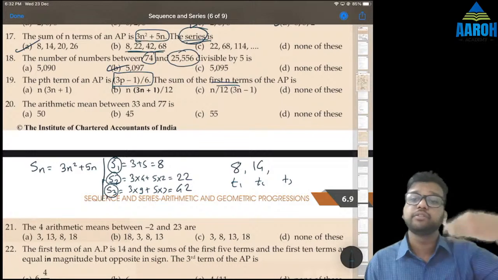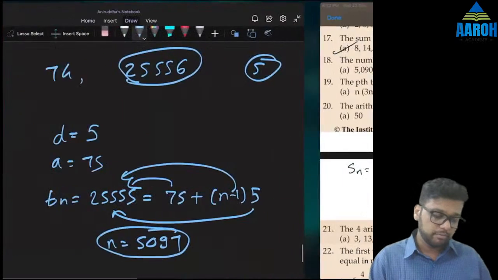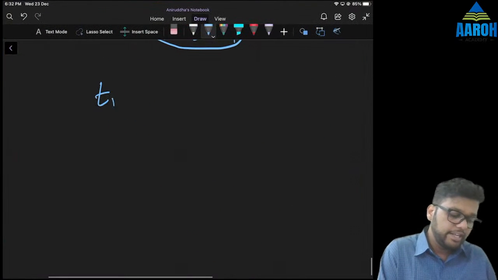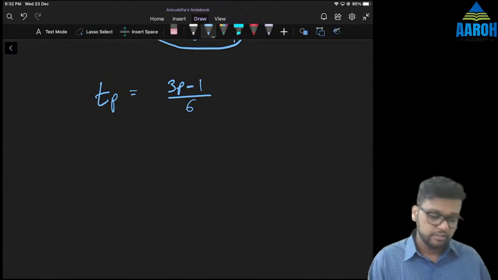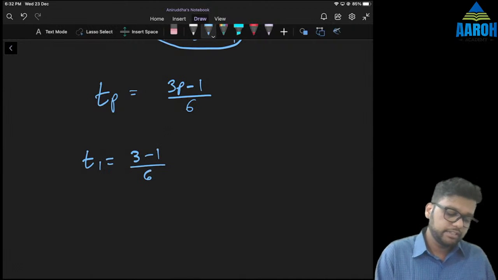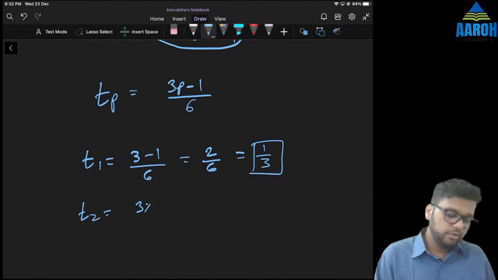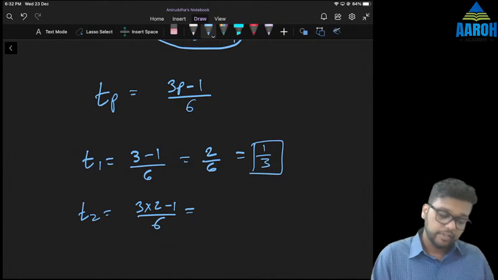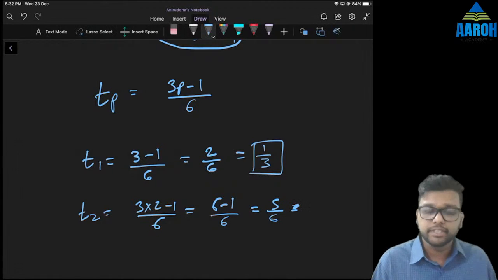Not 5095, 5097. Check. So in 19th, they are saying the pth term is (3p minus 1) by 6. That is, tp is (3p minus 1) by 6. So the first term t1 is (3 minus 1) by 6, that is 2 by 6, that is 1 by 3. What will be the second term? (3 into 2 minus 1) by 6, that is 5 by 6.